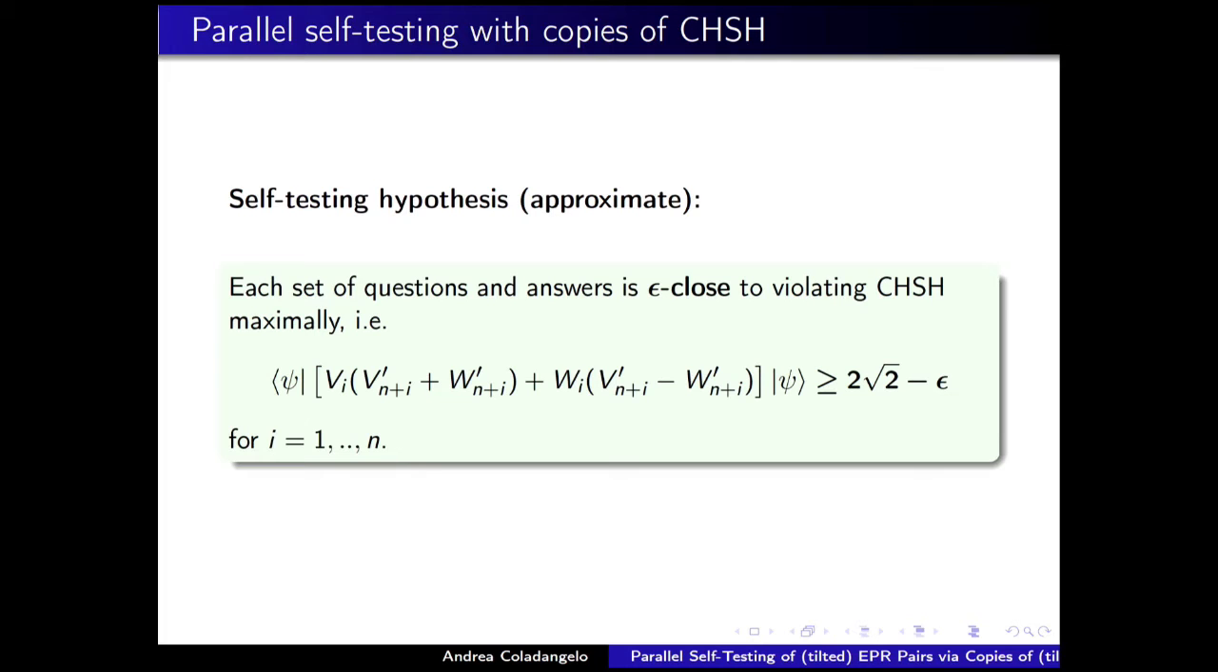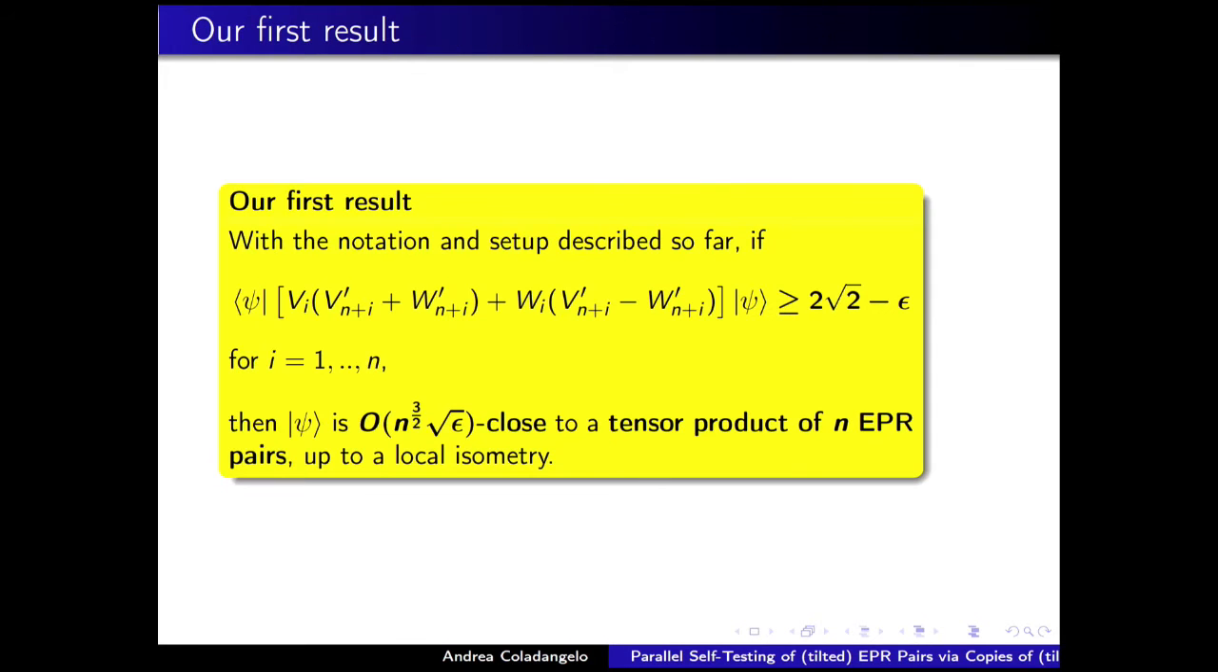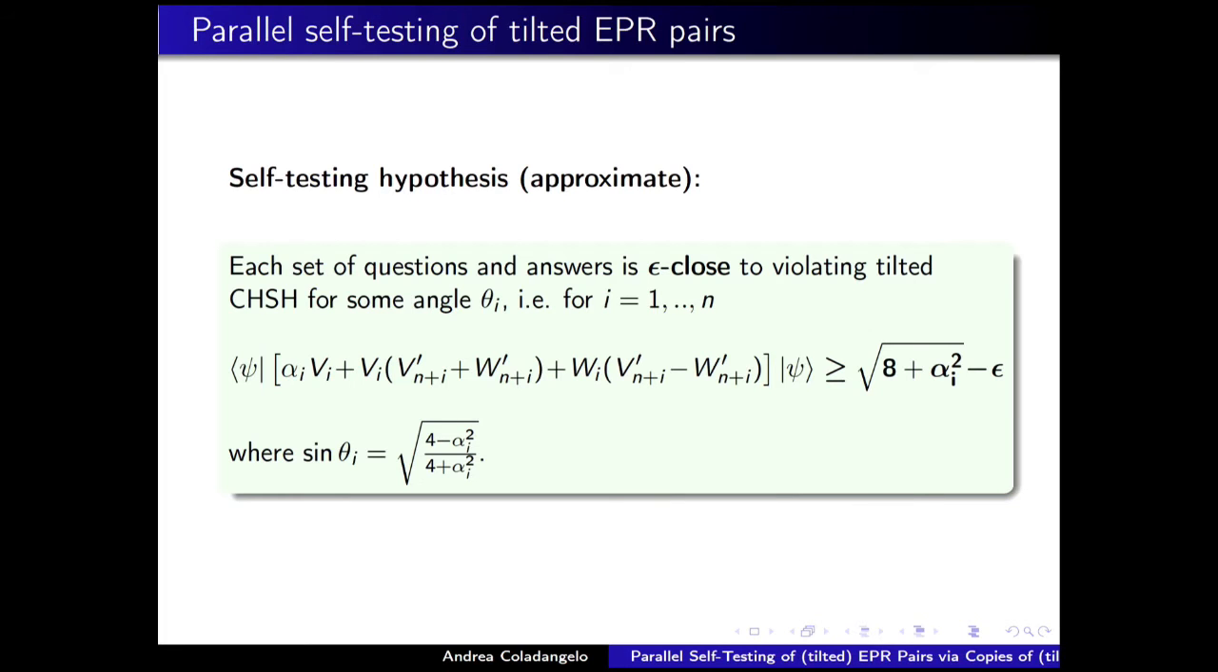Okay, so at the end of the day, we want the result to be robust. And so we wish to have an approximate self-testing hypothesis, which is that each set of question and answers is epsilon close to violating CHSH maximally. And then our first result is that suppose this approximate self-testing hypothesis holds, then psi has to be order n to the 3/2 square root of epsilon close to a tensor product of n EPR pairs up to a local isometry. And we generalize this to the tilted case.